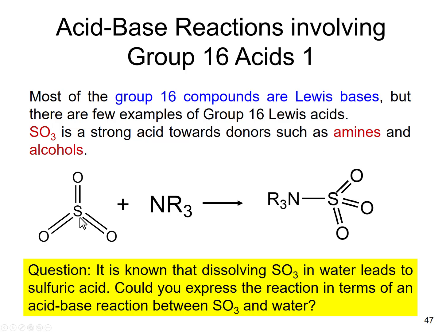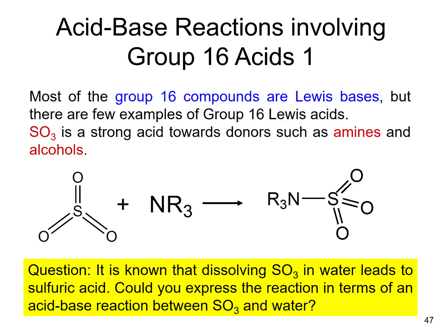Now this SO3 molecule is a strong Lewis acid, and it can react with amines of this general formula to form the respective adduct. So this is not really difficult to understand. All you have is a lone pair donation from the amine to the electron deficient sulfur center of the SO3 molecule. Now it is also known that dissolving SO3 in water leads to the formation of sulfuric acid. In fact, that is the production process of sulfuric acid.